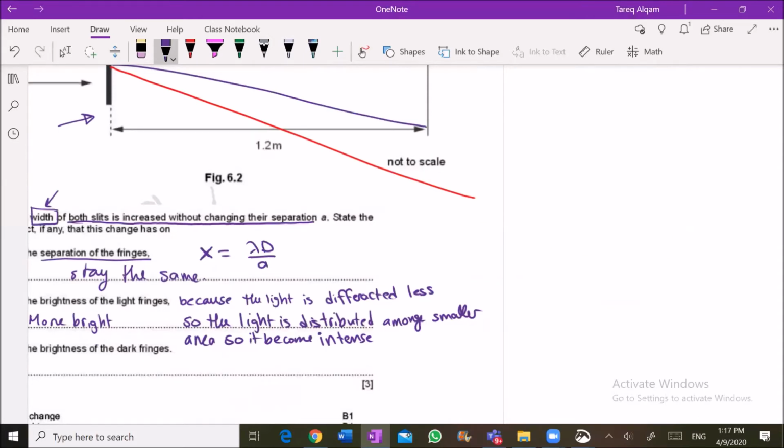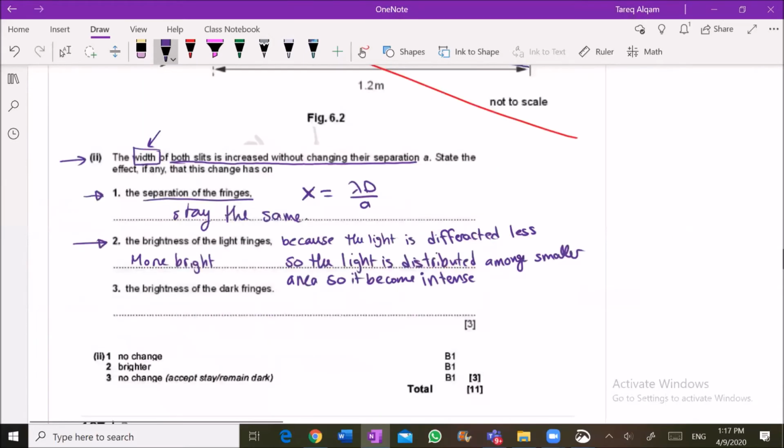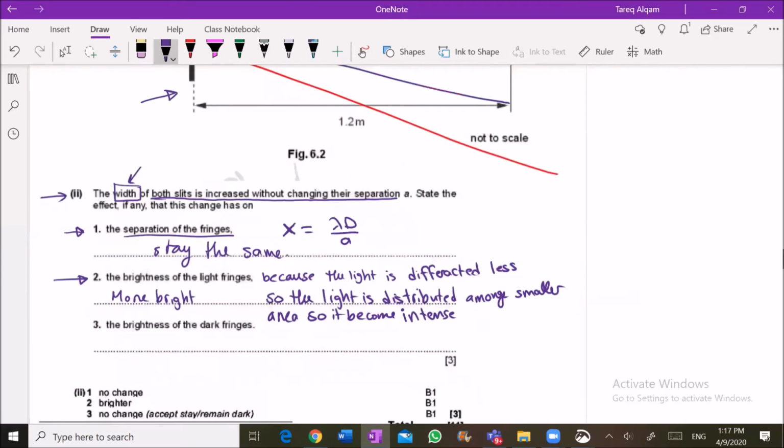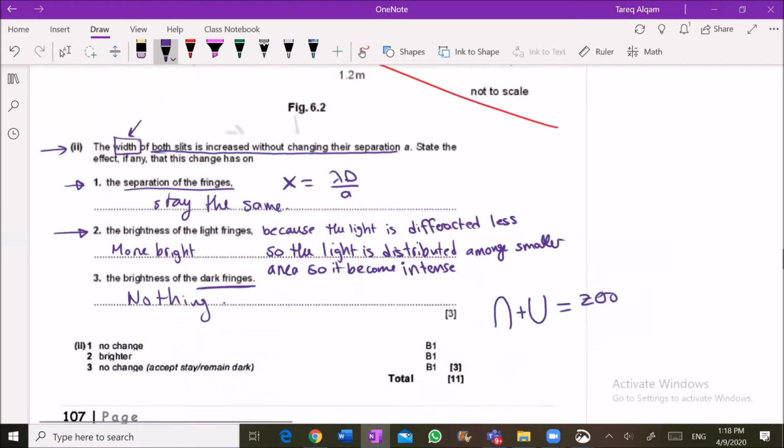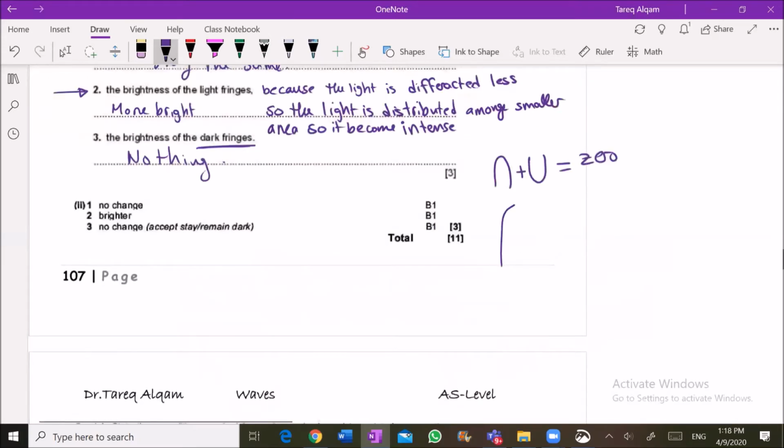Okay. طيب. هلا the brightness of the dark fringe nothing. لأنه الدارك احنا crest مع trough. طلعوا please guys. This will be what? 0. Okay. طب if I increase the amplitude برضه it will be 0.